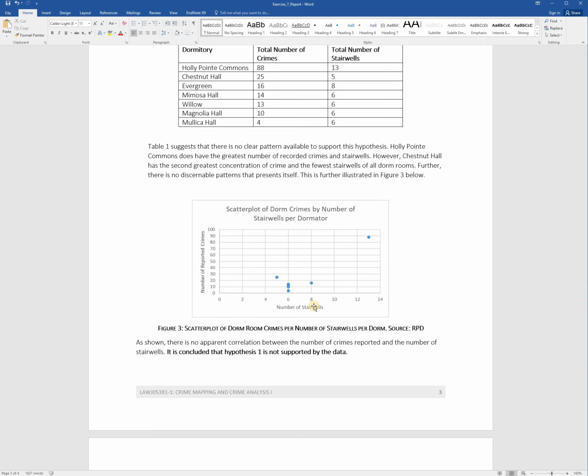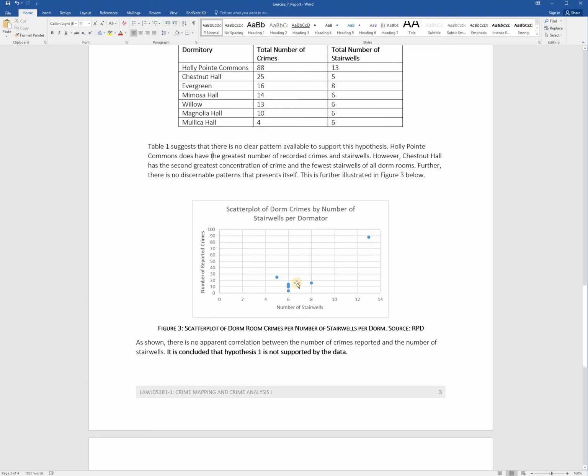What we can then do is plot a point where these two variables intersect. If we take Holly Point Commons, which is represented by this dot on our scatter plot, we know there are 88 crimes, so we've plotted 88 crimes here, and there are 13 stairwells, so we've plotted 13 stairwells here. And where those two points come together, that's where our dot is going to appear.